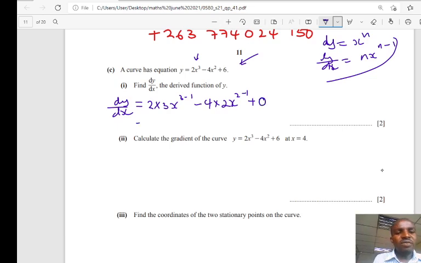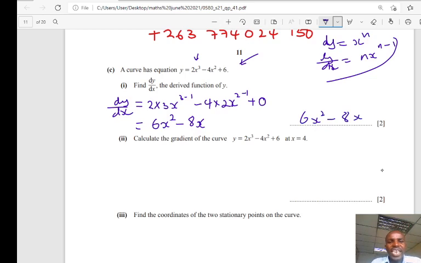Now you just have to simplify this one. 2 times 3 is 6 here, x to the power 3 minus 1 is 2, minus 4 times 2 is 8, then x to the power 2 minus 1 is 1. So this will be your final answer, 6x squared minus 8x. Like this, you can say you're done.